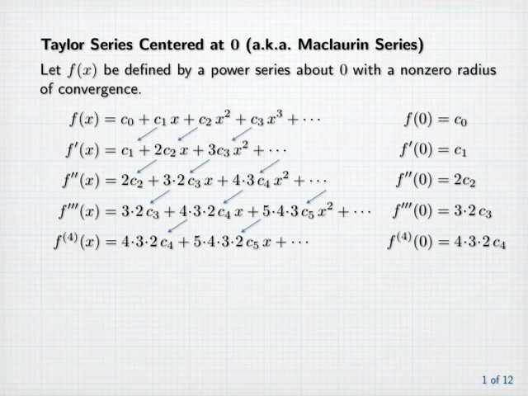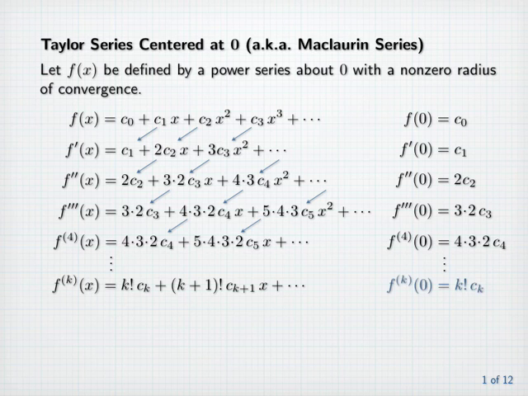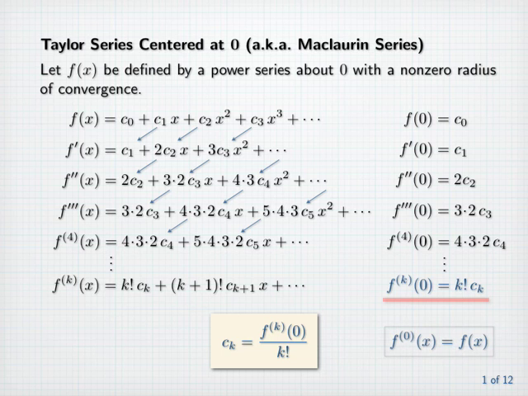Now a clear pattern has emerged here. The kth derivative of f is equal to k factorial times c sub k plus k plus 1 factorial times c sub k plus 1 times x. And the kth derivative evaluated at 0 is equal to k factorial times c sub k. Now if we divide by k factorial, we obtain an expression for the kth coefficient c sub k. C sub k is equal to the kth derivative of f evaluated at 0 divided by k factorial. Note that this formula makes sense even when k is 0, provided that we interpret the 0th order derivative of f to simply be the function f itself.